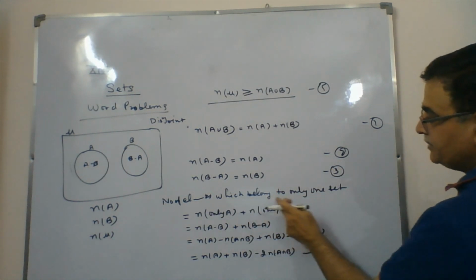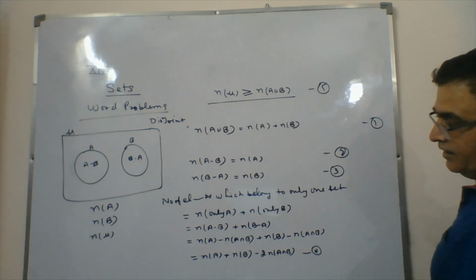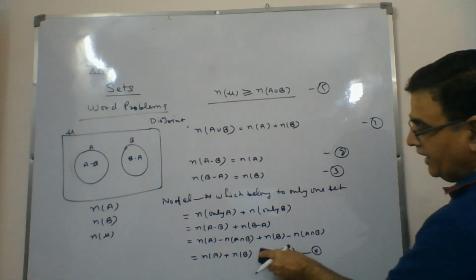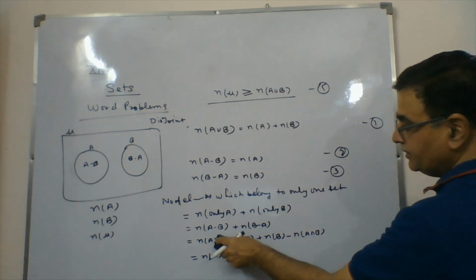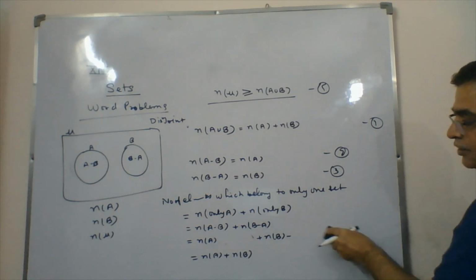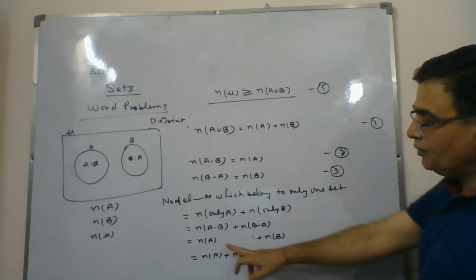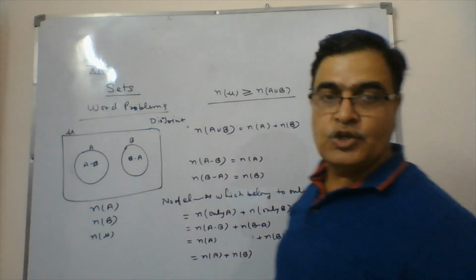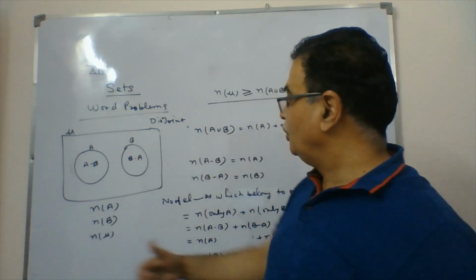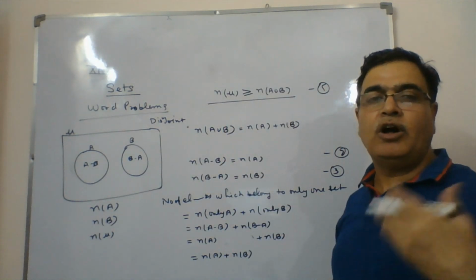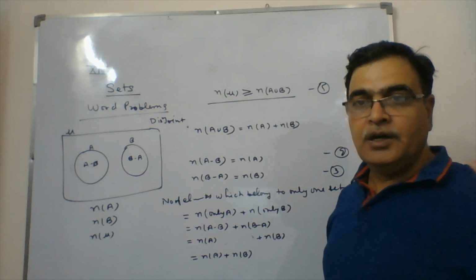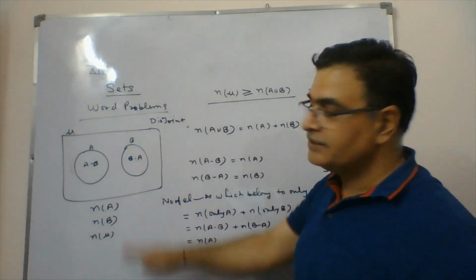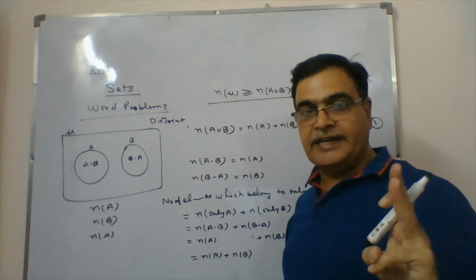Then the number of elements which belong to only one set. In this case, it will come out to be NA plus NB because this portion is going to be removed, this portion is going to be removed. This simply comes out to be NA plus NB. So if they are disjoint sets, we should know the result is going to change, or we'll say all the intersection portions are going to be removed. So this way we have certain results for two sets.